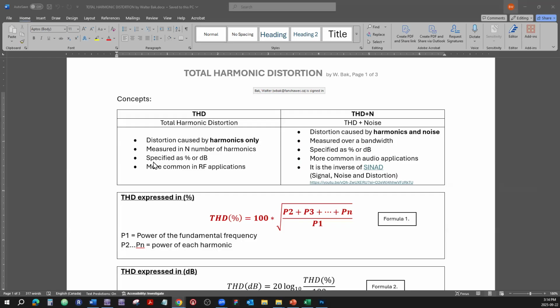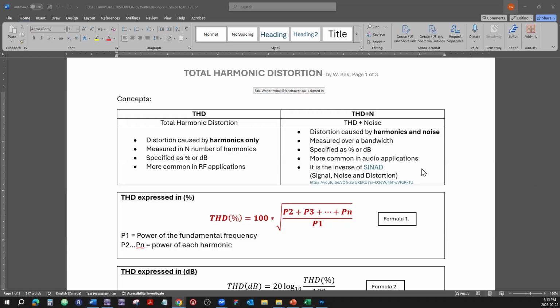It is specified in either percentage or decibels. Same thing, percentage or decibels. The total harmonic distortion plus noise is useful in more or less audio applications, audio amplifiers, mixing boards, and so on. It's the inverse of SINAD, which is signal, noise, and distortion. If you want to know more, here is a link.